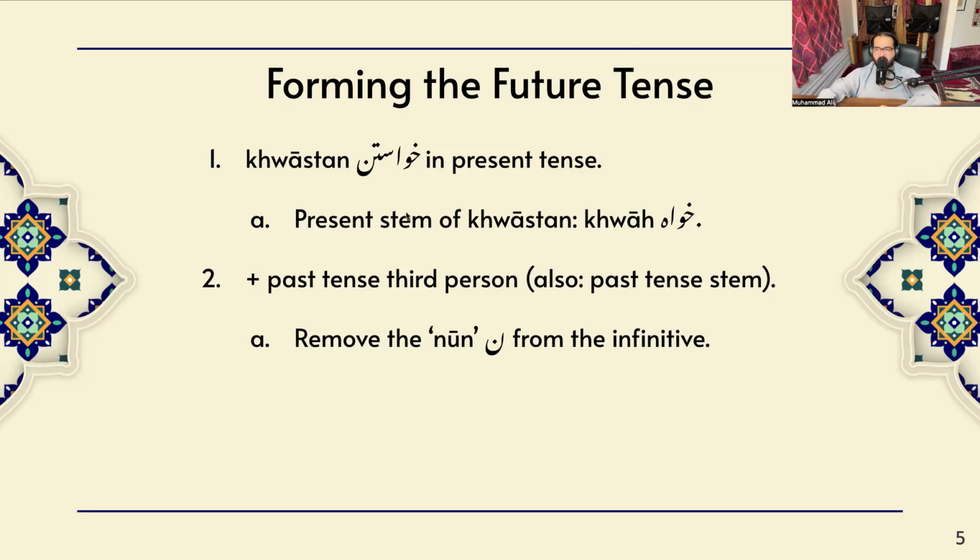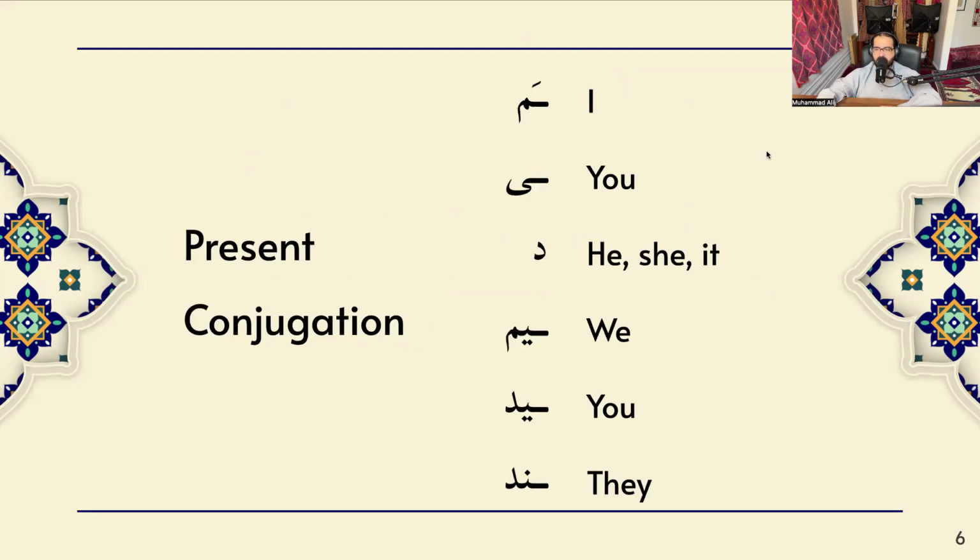So how does this look? So again, we have khastan, but in the present tense. So you need the stem kha. And then we have the present third person verb. And you just remove the noon from the infinitive to get that. So let's look at how this looks. And by the way, these are the present tense endings, just as a quick review. I know we covered them two classes ago at the end of 102, but just in case. They are am, i, ad, im, id, and and. And you'll see that they're almost the same as the past, except for the fact that in the past tense, third person, there is no dal. There is just the blank.